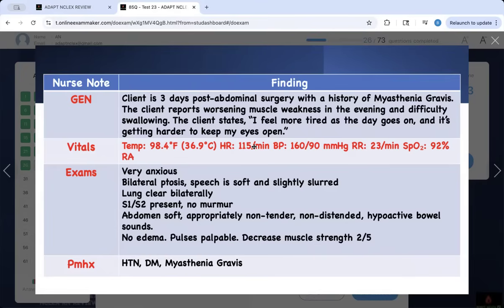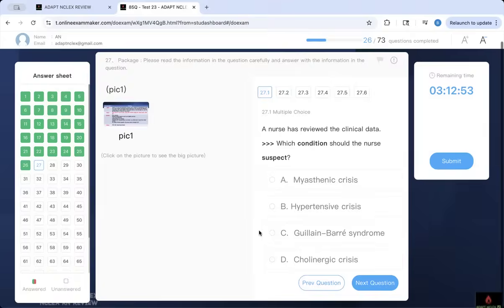Temperature is normal, heart rate is very high, blood pressure is high, respiratory rate is high, and saturation is going down. The patient is anxious, has bilateral ptosis, and their speech is soft and slurred. Lungs are fine, abdomen is soft and appropriately tender, with hypoactive bowel sounds because you just had surgery. Strength is 2 out of 5, weak. What do you think? What is the patient suffering from? It looked like myasthenia gravis, but it's getting worse. Is it a crisis of myasthenia, or hypertensive crisis? Look at the blood pressure.